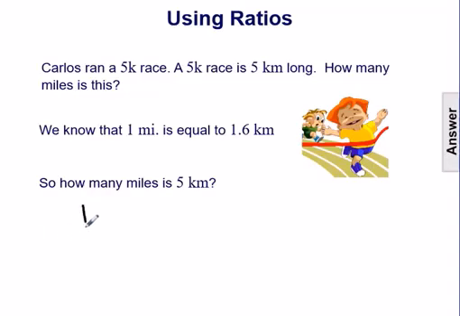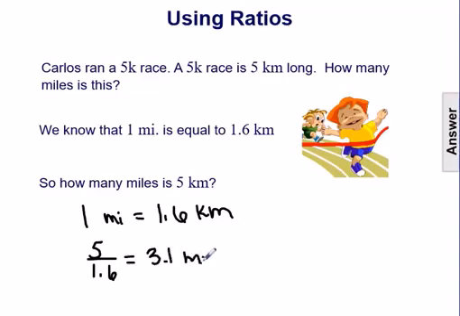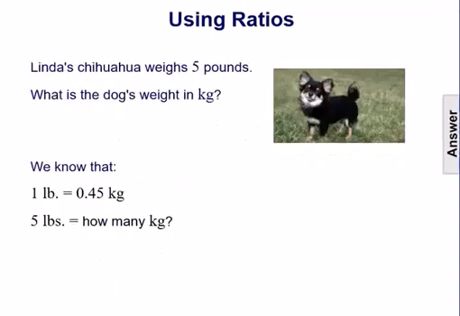So again, we know that 1 mile is equal to 1.6 kilometers. So we have to ask ourselves, well, how many miles is 5 kilometers? Well, we can divide 5 kilometers by 1.6, which is going to be approximately 3.1 miles. So how many miles are in a 5 kilometer race is 3.1 miles. So people who are saying that they're going to run a 5K are running 3.1 miles. So Carlos is included.